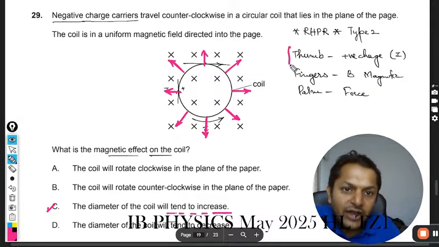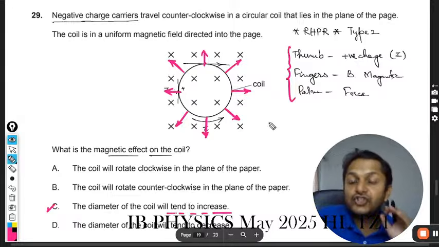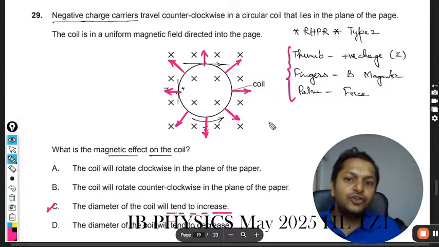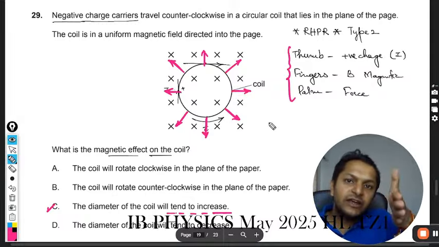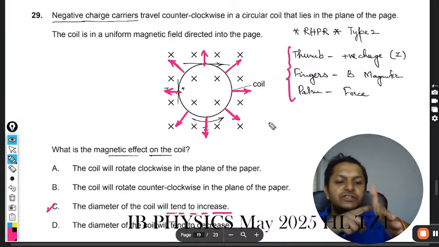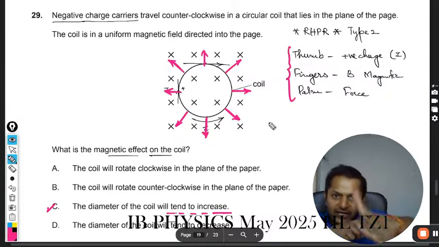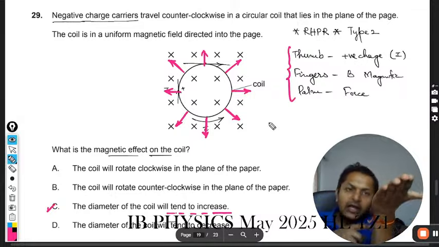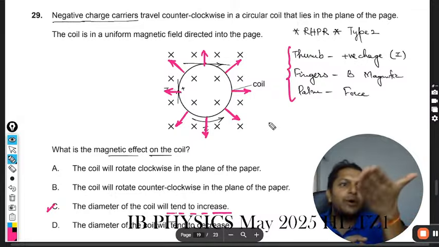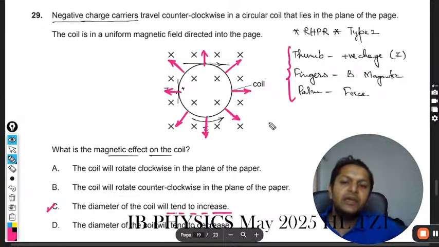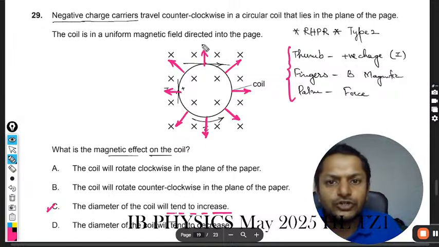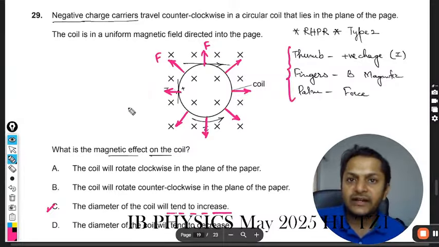So my dear students, right hand palm rule type 2 has made it so easy for us to find this. The palm is there, and this is the direction of the current which is changing. So you can just move it like this. You can move your hand like this throughout the coil, and you can see that the direction of the palm is changing all the time. And that is why the direction of the force is also varying. Hence, C will be the correct answer.